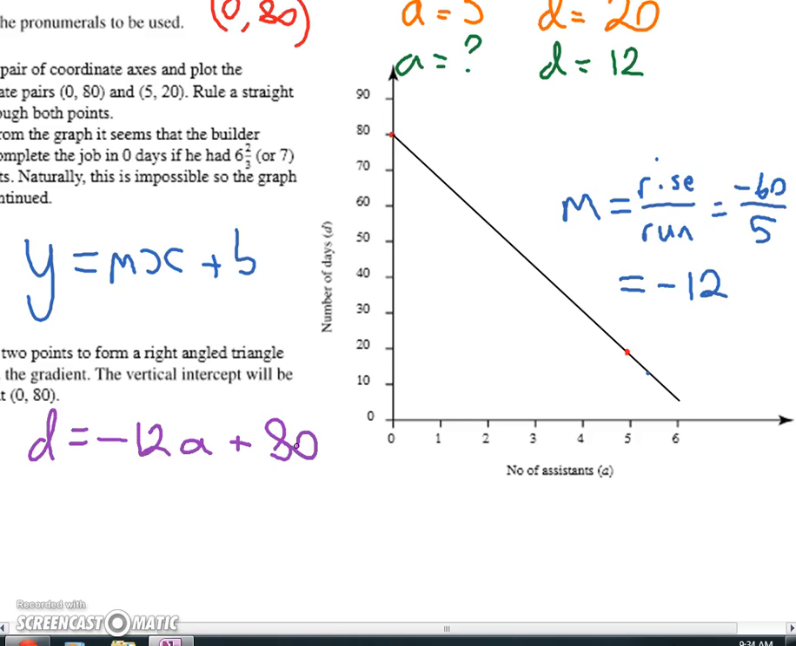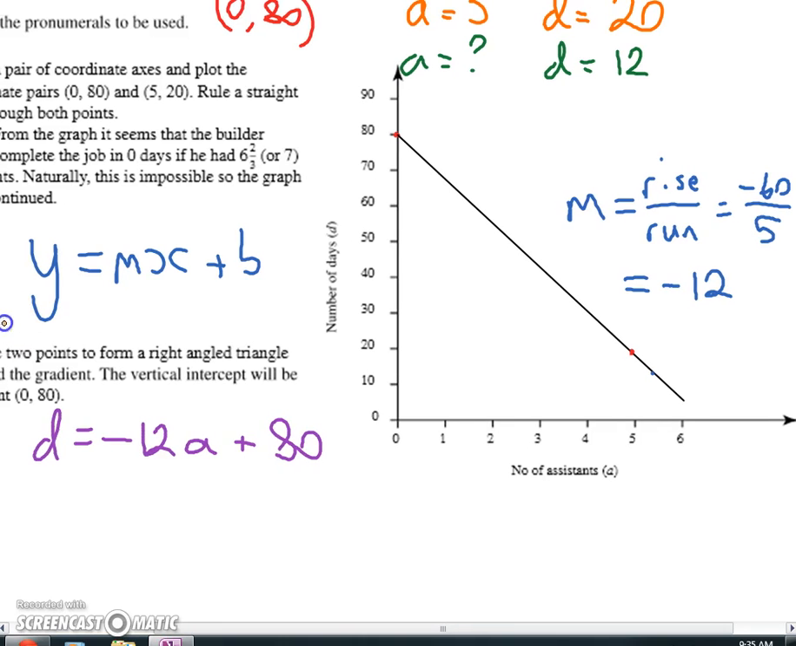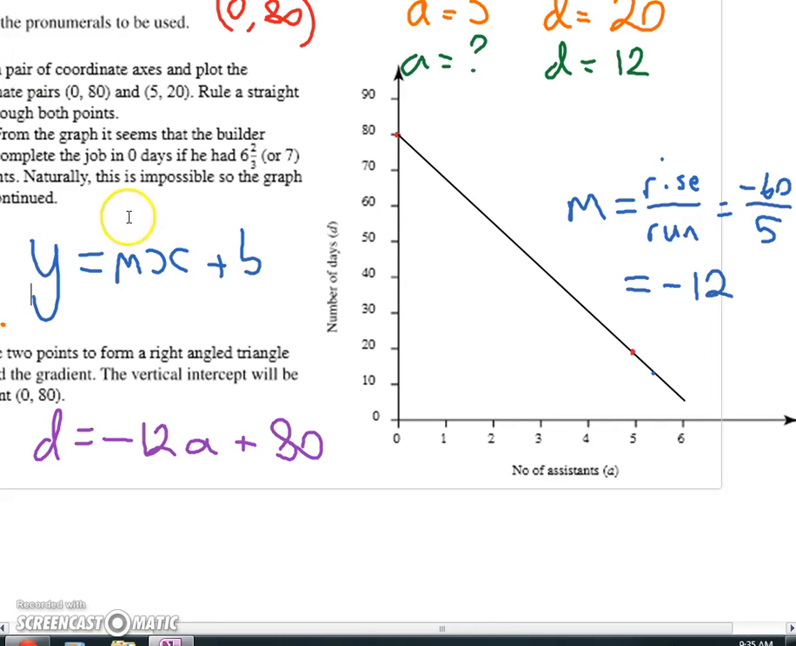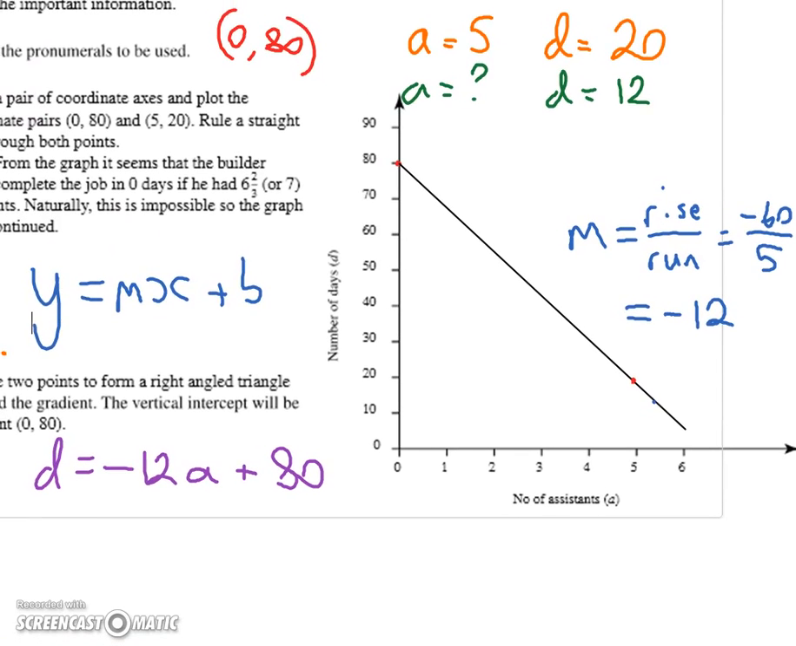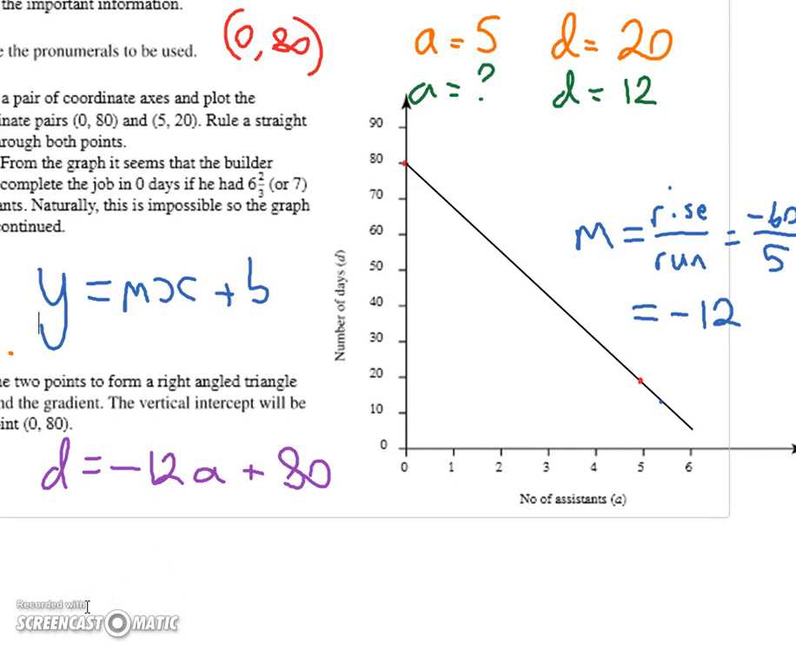We can now substitute any number into A and find out what we'd get with the amount of assistance. We could also substitute any number into D and work out for how many days we have to build it, how many assistants we need. So now we've got a formula. What we want to do now is sub in what we know. What do we know? Well, we've worked that out, but what's the question asking us? So we know D equals 12. So we've written down the formula, we've written down what we know. What's next?